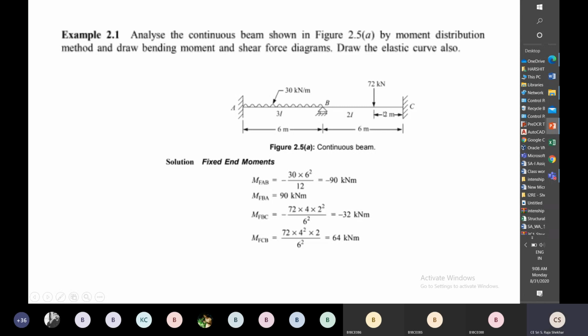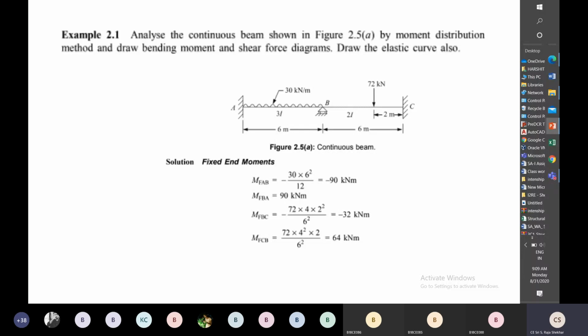Now consider the fixed moment MFCB. MFCB is equal to W A square B by L square, where W is 72, A is 4, B is 2, and L is 6. So we get the fixed moment for the BC span in the direction of CB: MFCB is equal to 64 kilonewton meter. So we got four fixed end moments: MFAB, MFBA, MFBC, and MFCB.